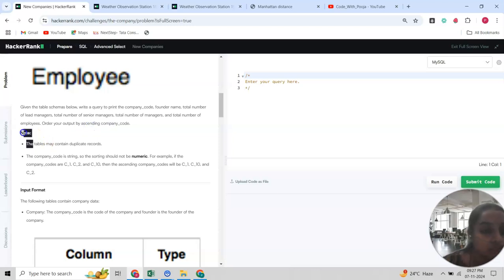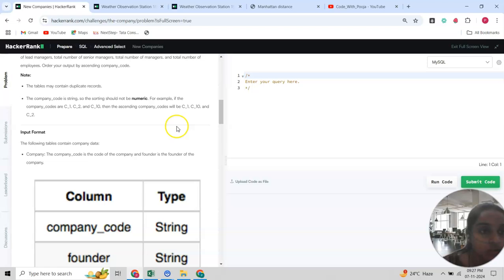The table may contain duplicate records. If the table contains duplicates, we may get a wrong answer, so we will use the DISTINCT keyword here for finding the total numbers. Now, what is the second note? The company code is a string. This is a code, so sorting should not be numerical.